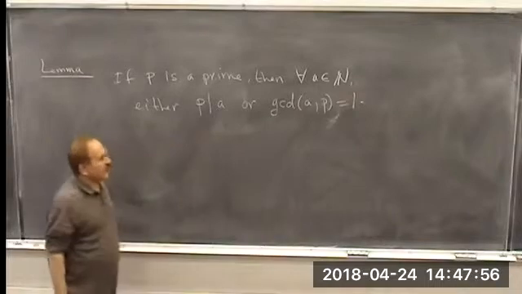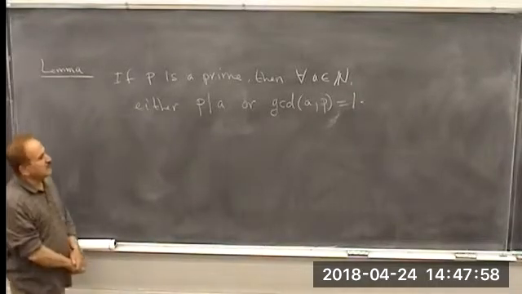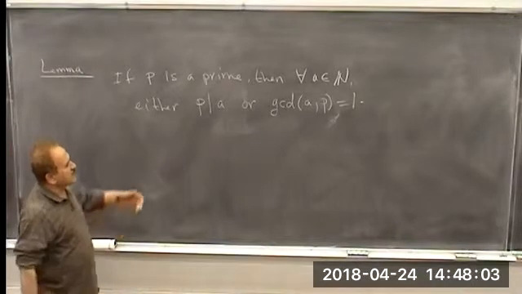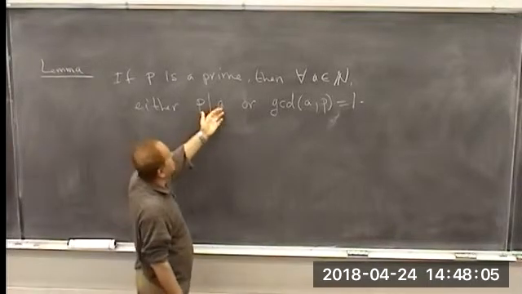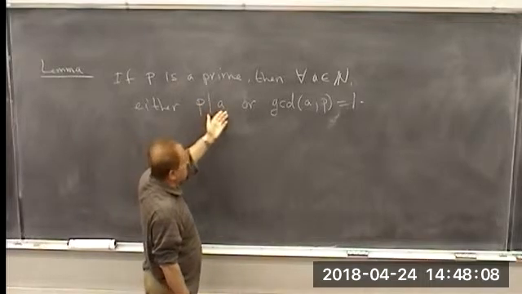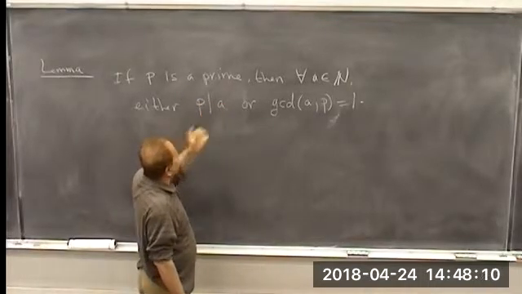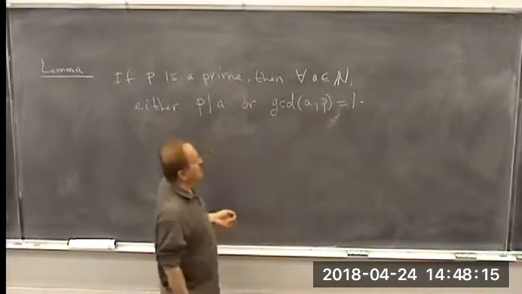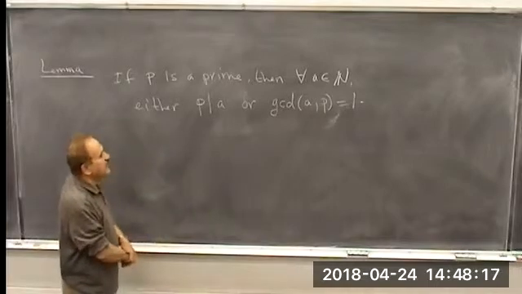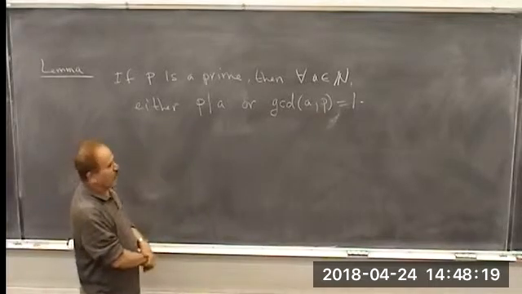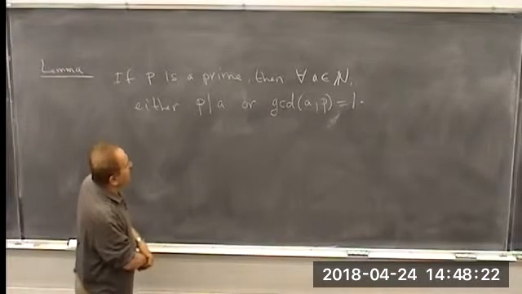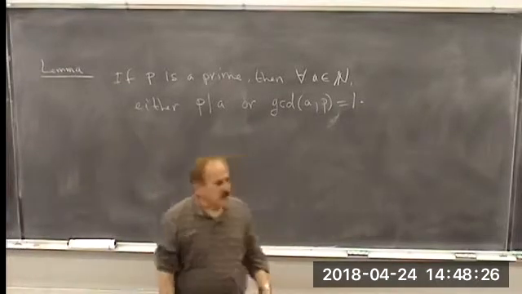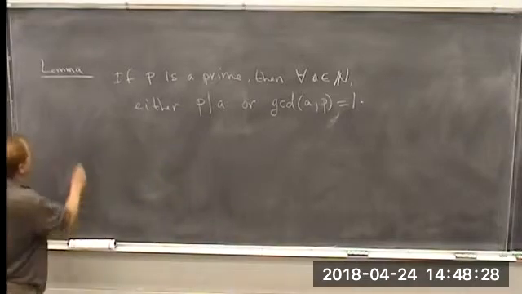All right? So put simply, if you have a prime, then this prime divides A, meaning it is contained in some sense in A. If not, then the greatest common divisor has nothing to do with A. Either it's part of it or nothing to do with it, basically. And this is very simple. Okay, so let's start proving it.